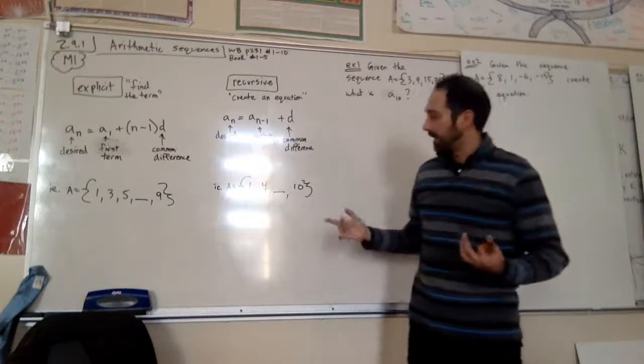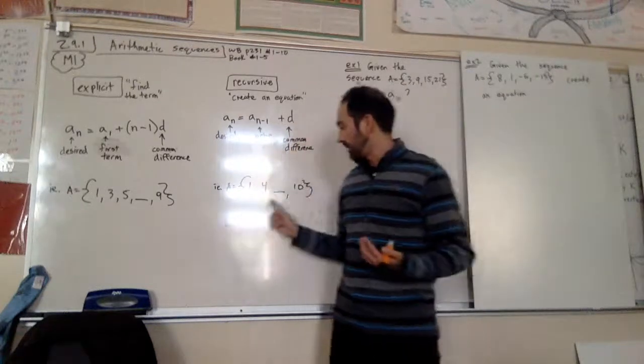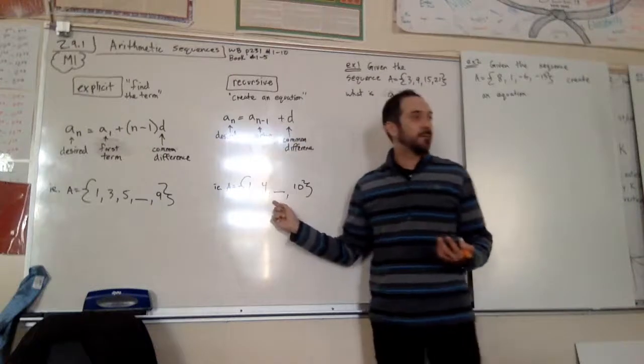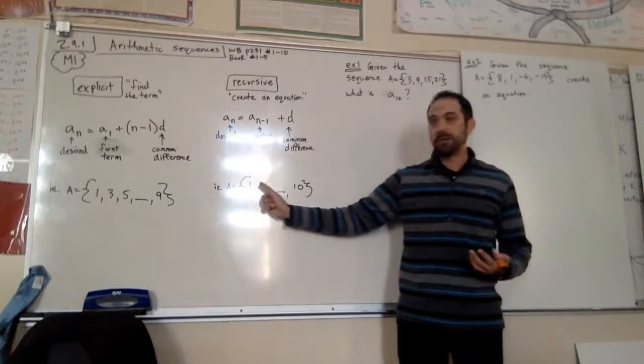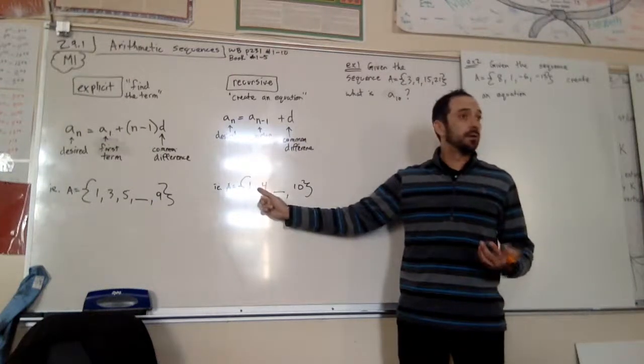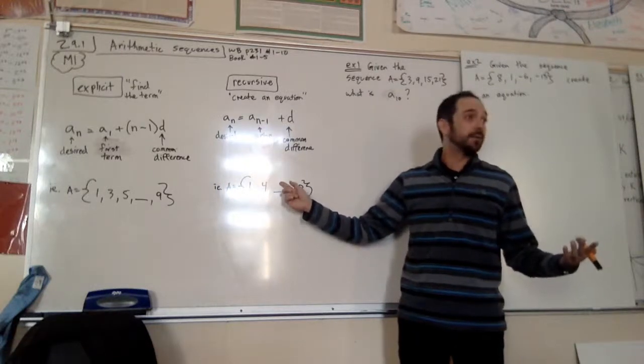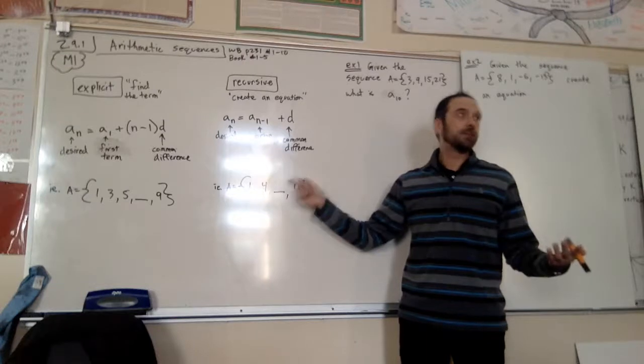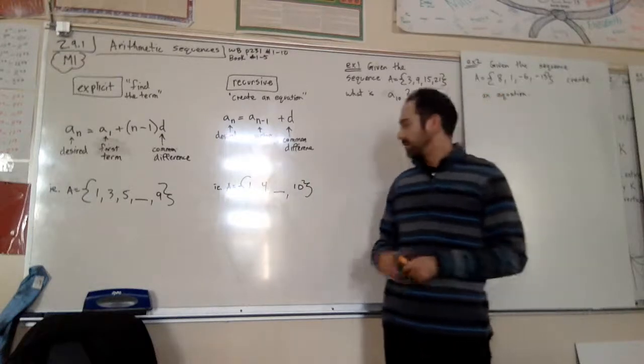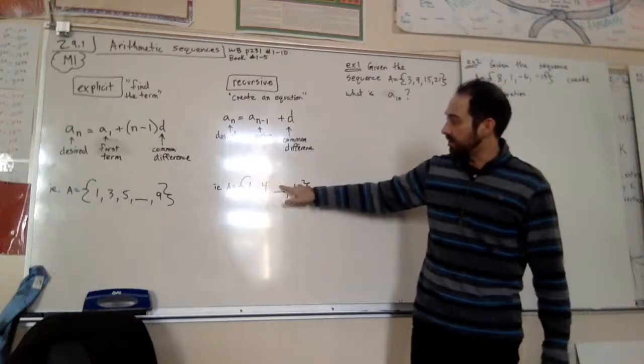So when we had a problem like this, we could see what this is. What's the common difference between our terms? From 1 to 4, what do we do? Add 3. How about 3 to what? What's this going to be? 7. What's this going to be? 10. It is 10.